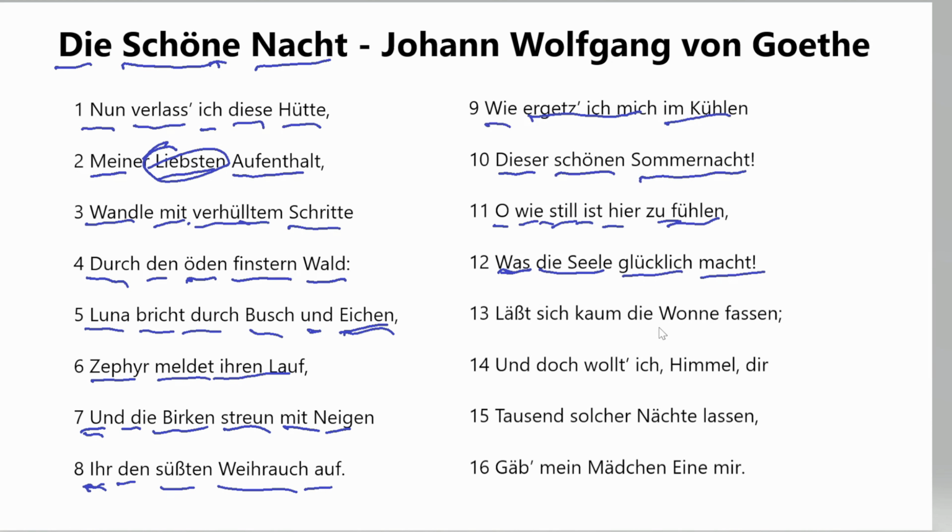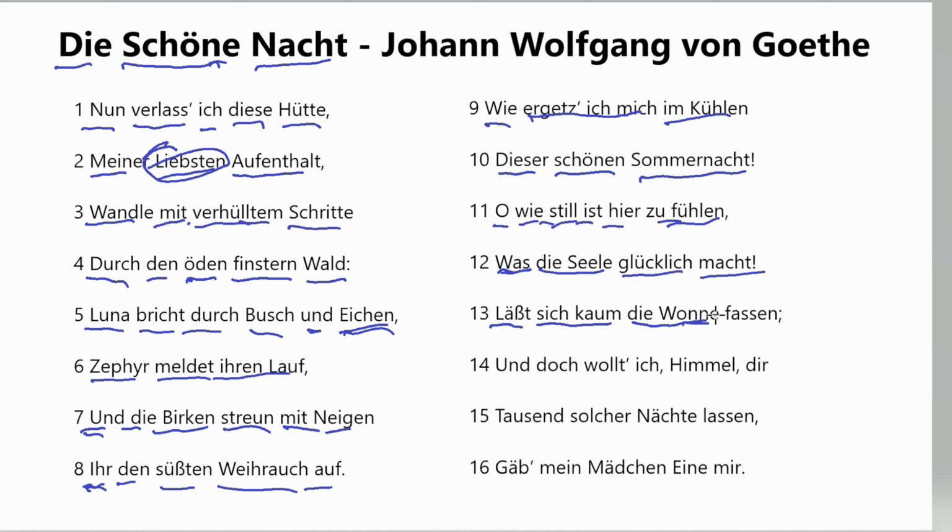Lässt sich kaum die Wonne fassen. Lässt is like a form of to let. So let sich kaum. Kaum is like barely. And sich is like to myself. So lässt sich kaum die Wonne. So die Wonne is like bliss. That's the direct translation in English on Google Translate, but easier to understand is joy.